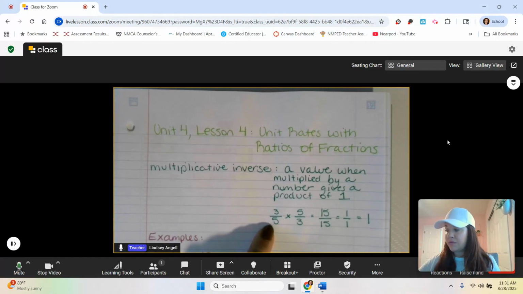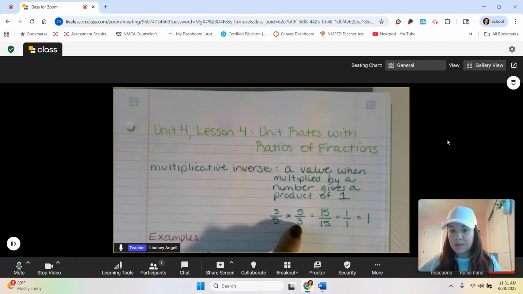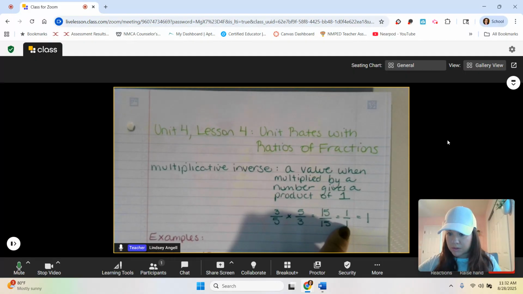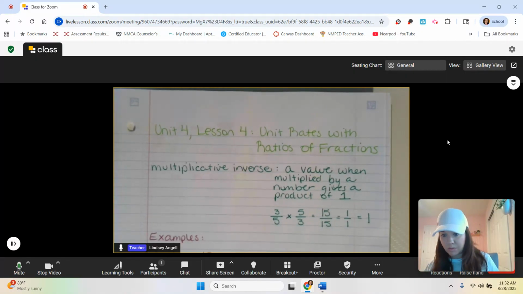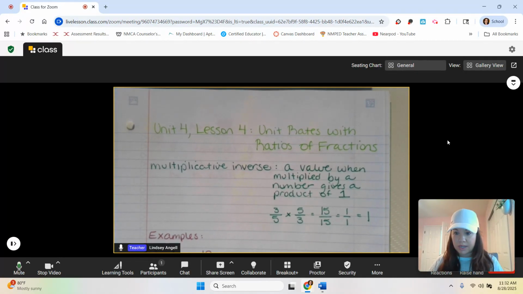So if I ask for what is the multiplicative inverse of 3/5, it would be 5/3, because when I multiply them together, I get 15 over 15, which reduces to 1 over 1, which is equal to 1. Okay? So we're going to use a little bit of that today when we're trying to find our unit rates.